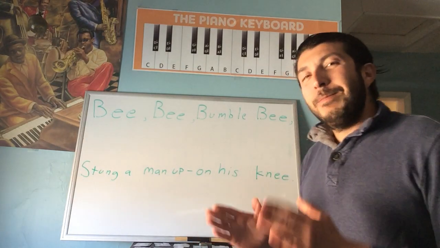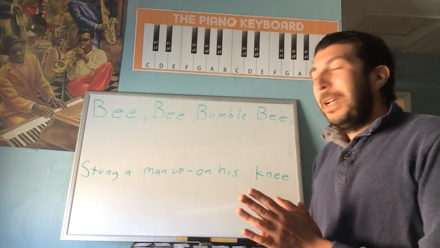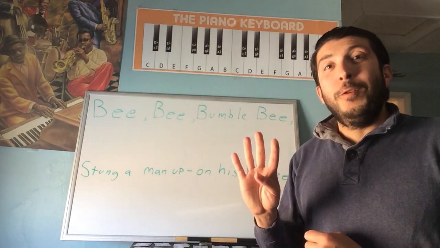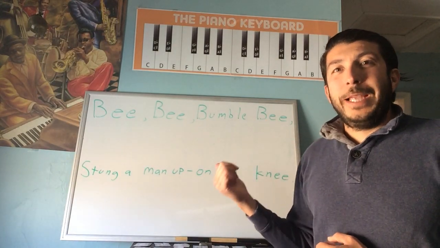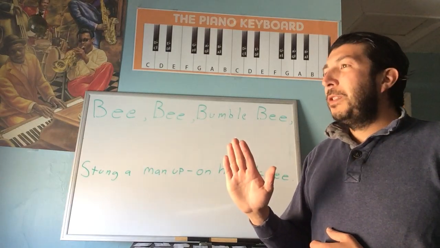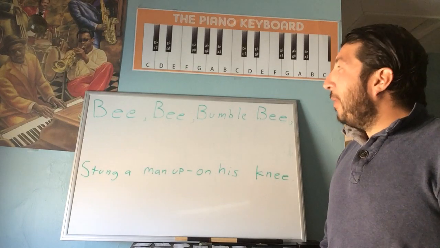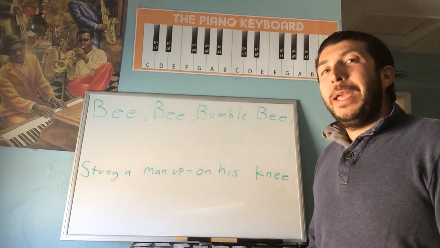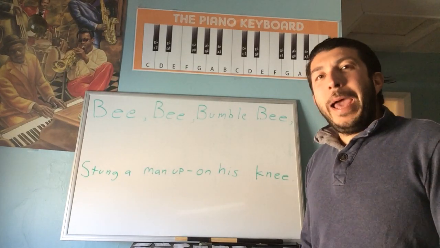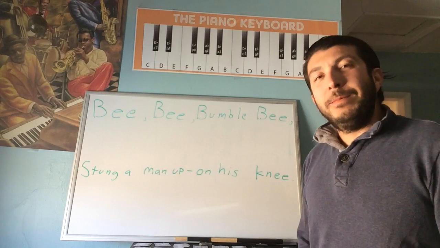You see, it's got some movement to it. Let's try it together. I'm going to count to 4 and then we'll read the rhyme together. 1, 2, 3, 4. Bee, bee, bumblebee stung a man upon his knee.